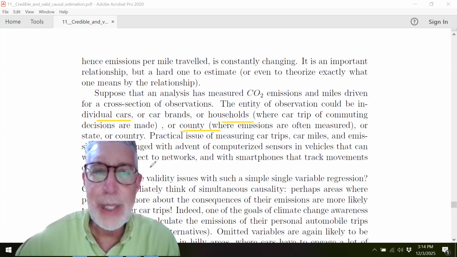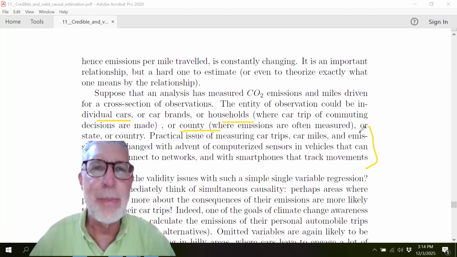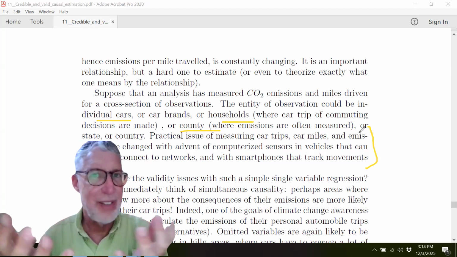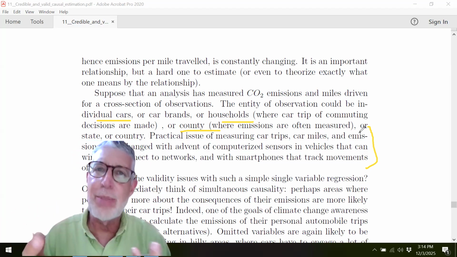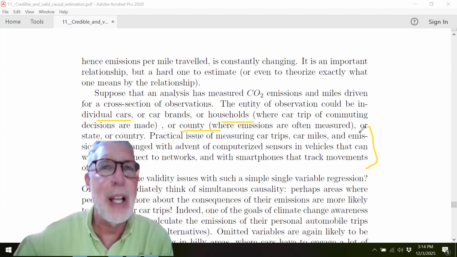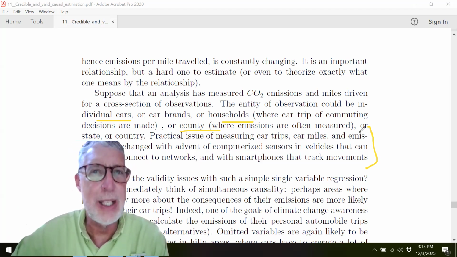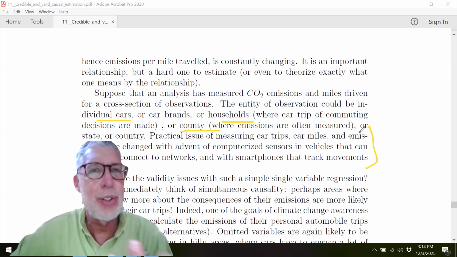Those measurement issues change because of computerized sensors. Whereas before there was no way to measure CO2 emissions at the individual car level or the household level, now, because of sensors embedded in cars, we could have a pretty good idea of how much CO2 any individual household is emitting. But we might have sample selection issues.